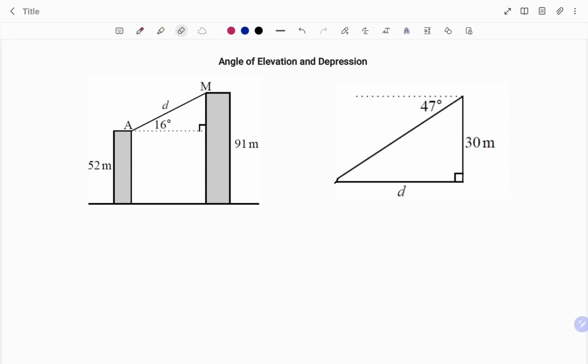In this video, I'm going to solve the following problems that deal with the application of trigonometry, that is, your angle of elevation and depression.